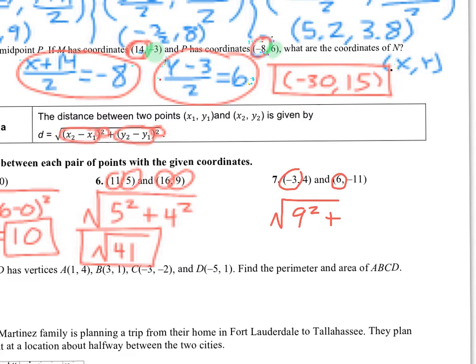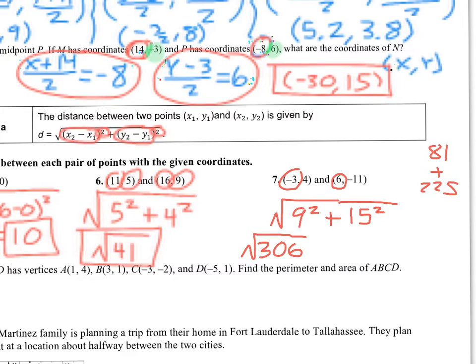All right, how far apart are 4 and negative 11? Those two numbers are 15 apart. 4 minus negative 11 is 15, or negative 11 minus 4 is negative 15. All right, 9 squared is 81. 15 squared is 225. So I want to do 81 plus 225. Again, 81 plus 225, that is 306.